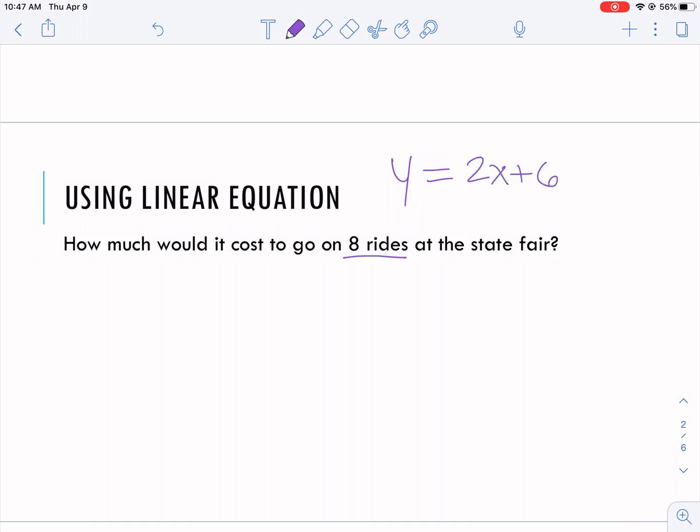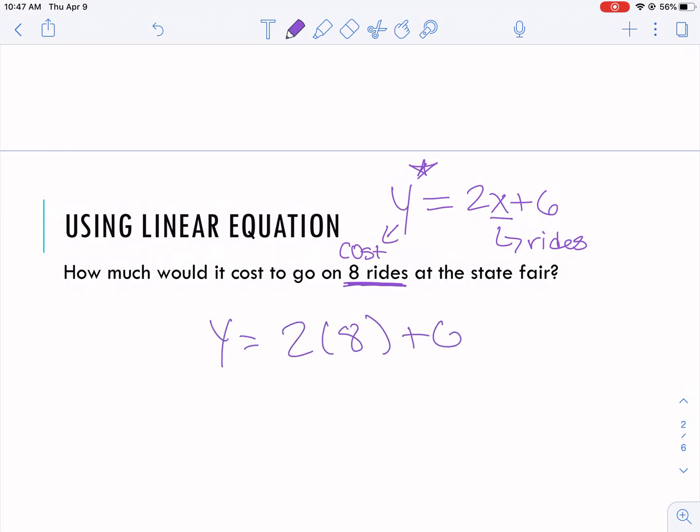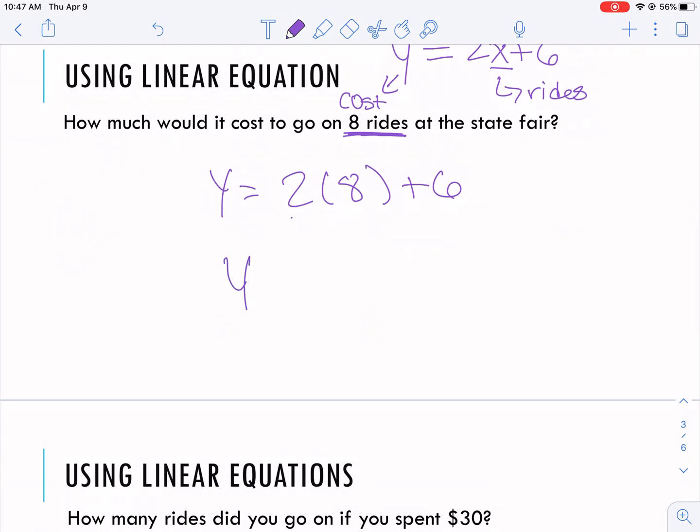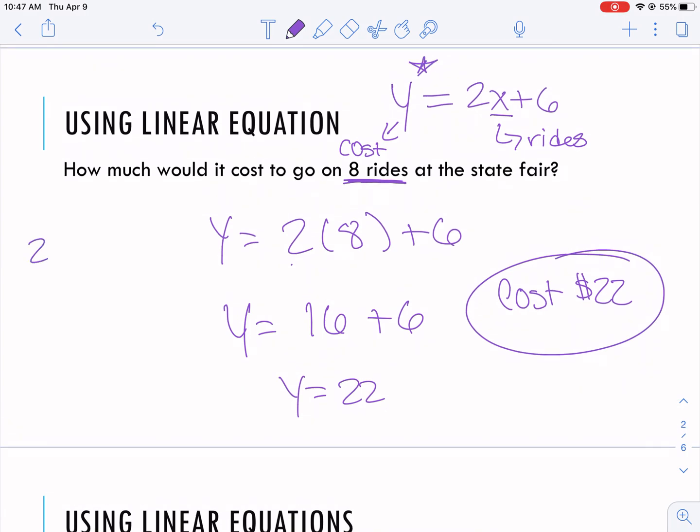So if I am using this equation, y equals 2x plus 6, I want to know how much it would cost to go on 8 rides at the state fair. So if we're looking back, remember we defined this as the rides and this as the cost. So I'm trying to find the cost. So the 8 rides goes in the spot for x. So 2 times 8 plus 6. Well, 2 times 8 is 16. 16 plus 6 is 22. So it would cost $22 to go on 8 rides, okay? Or if you knew to do that, 2 times 8 and then just add the 6, that's another way to do it as well, okay?